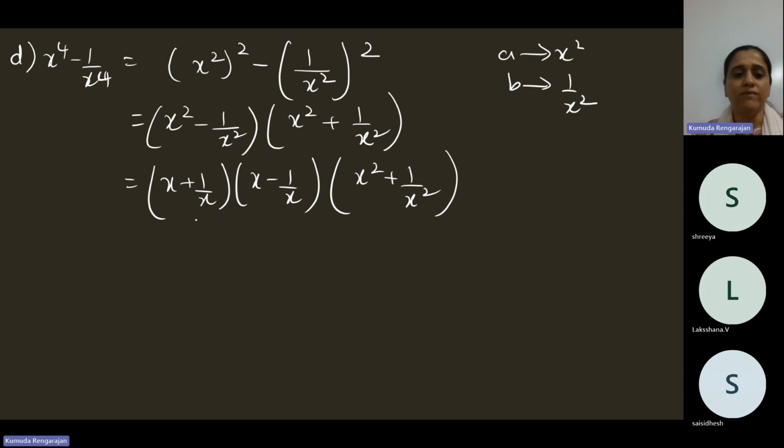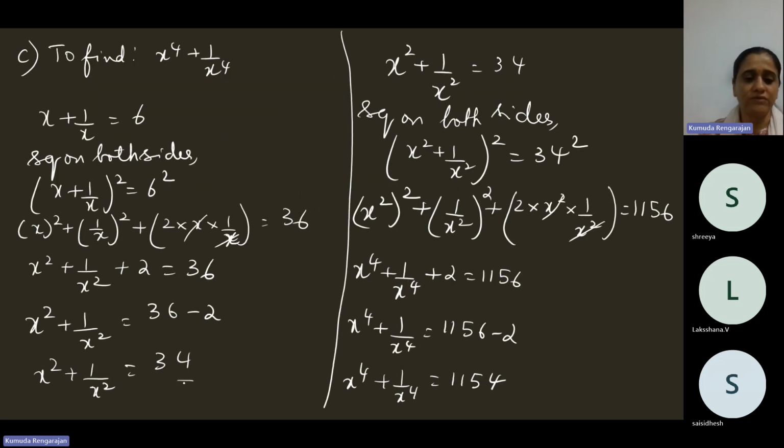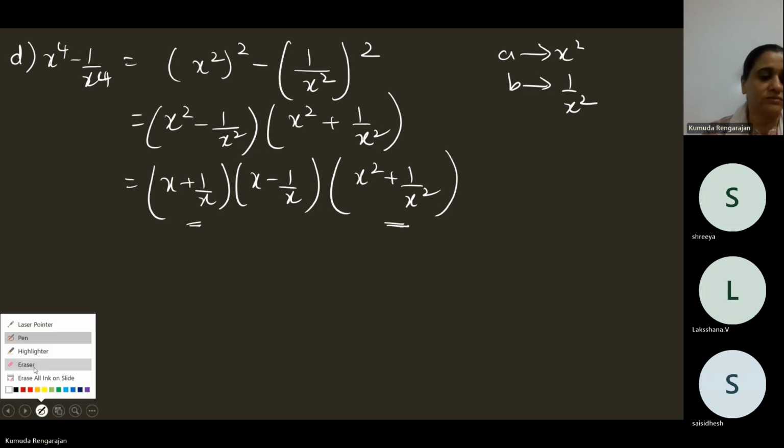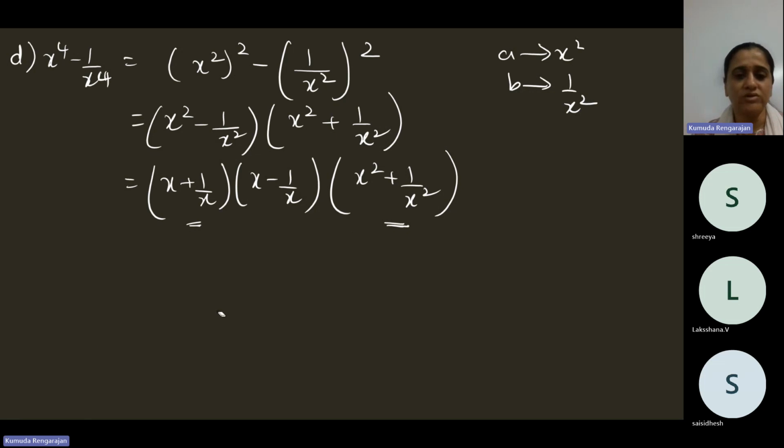Now, we've already found the value of x plus 1 by x, 6. And we also know the value of x squared plus 1 by x squared, 34. So we only need to find the value of x minus 1 by x. In such cases, what you can do is you can just stop here. You can just number this. Call this equation 1. Stop there. Now find the value of x minus 1 by x.